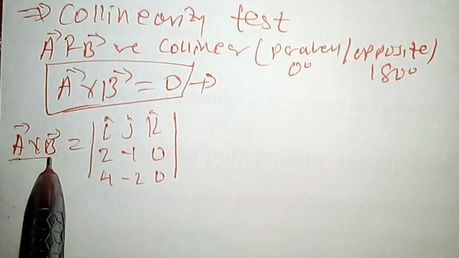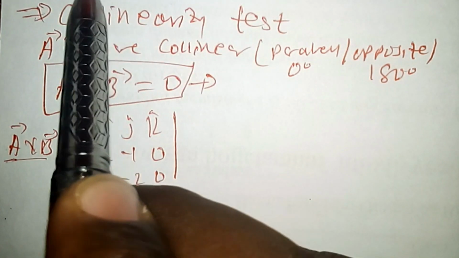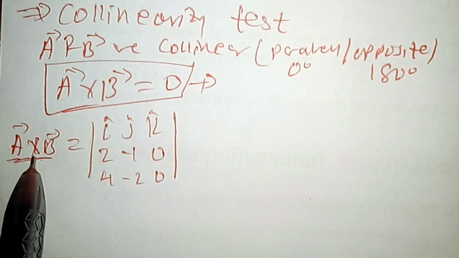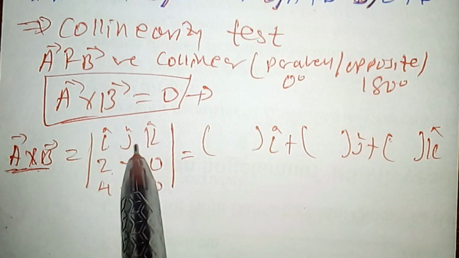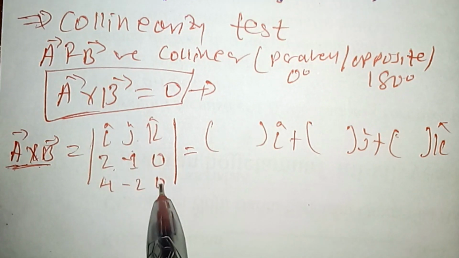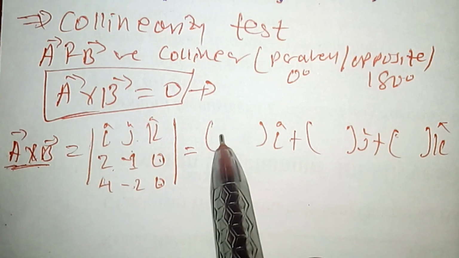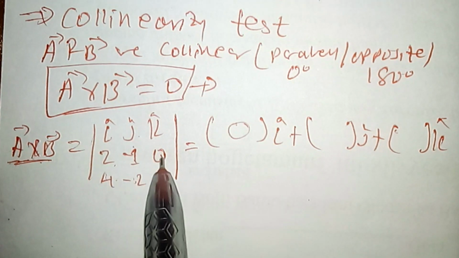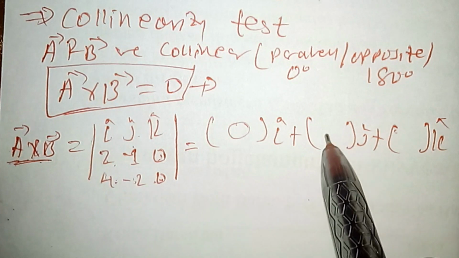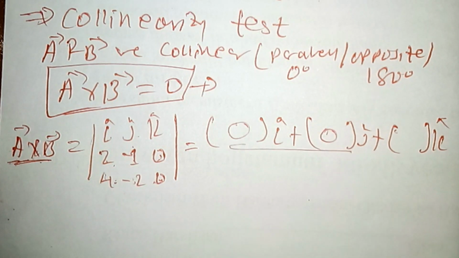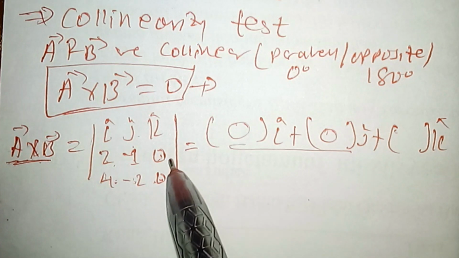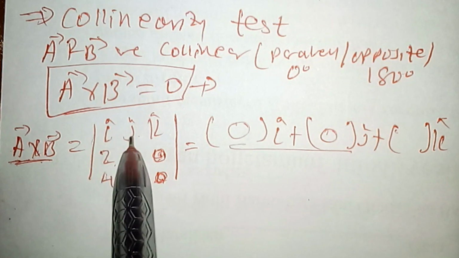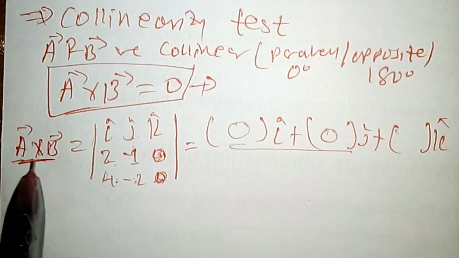On alternative A, we check whether A and B are collinear. So I have to do the vector product of A and B. To get the i terms, I cross j and k. That is minus 1 times 0 is 0, minus 2 times 0 is also 0, so I don't have the i terms. To get the j terms, I cross k with i. 0 times 4 is 0, 2 times 0 is also 0, so I don't have the j terms. Easily we can see that if the z components of both vectors are 0, the i and j components do not survive in the cross product.